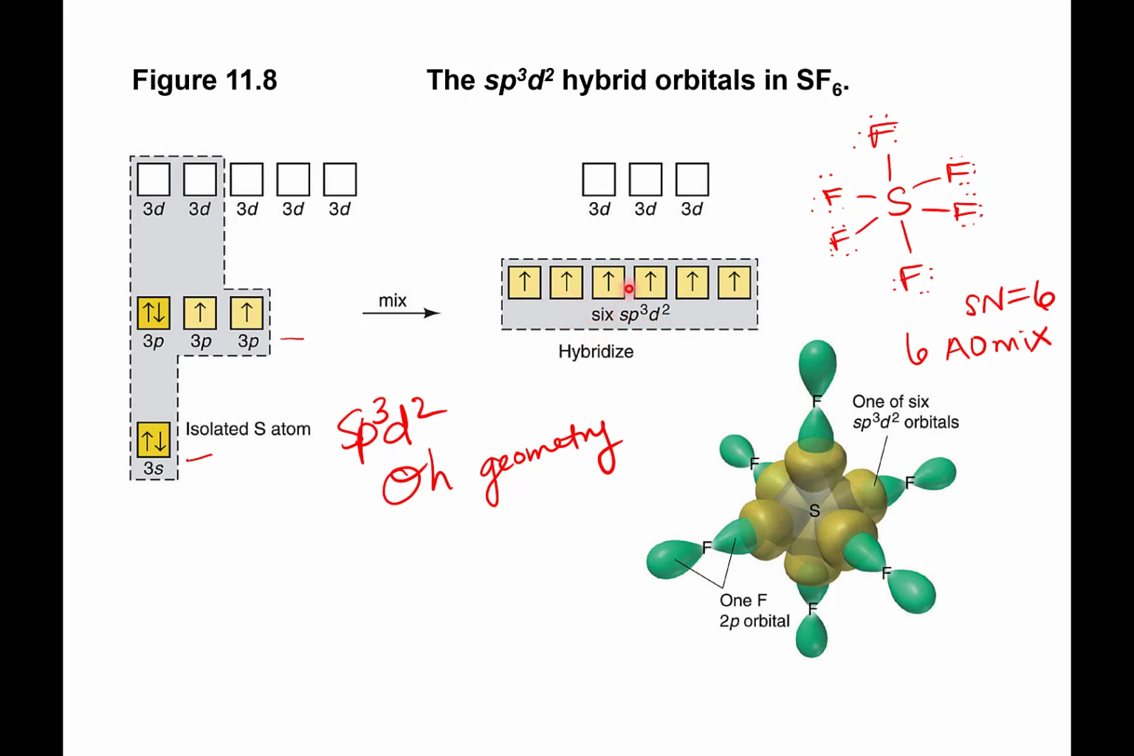1 electron in each one of those sp3d2 orbitals is going to overlap with the 2p orbital on fluorine. And again, you'll have 6 sigma bonds or single bonds. This will be an octahedral geometry.